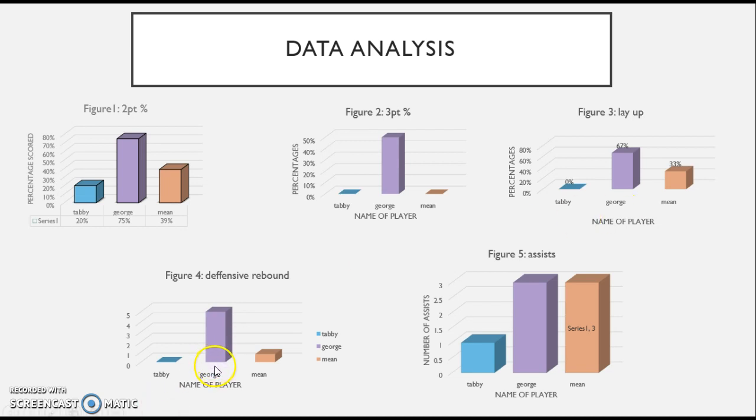Moving on down here to defensive rebounds. These aren't in percentages, these are just in scores. With defensive rebounds, George got 5, Tabby is here with 0, and the mean was 0.8. Finally, with assists, you can see a bit more clearly that George and the mean are exactly the same, and Tabby is below. Tabby got 1, George had 3, and the mean was 3.